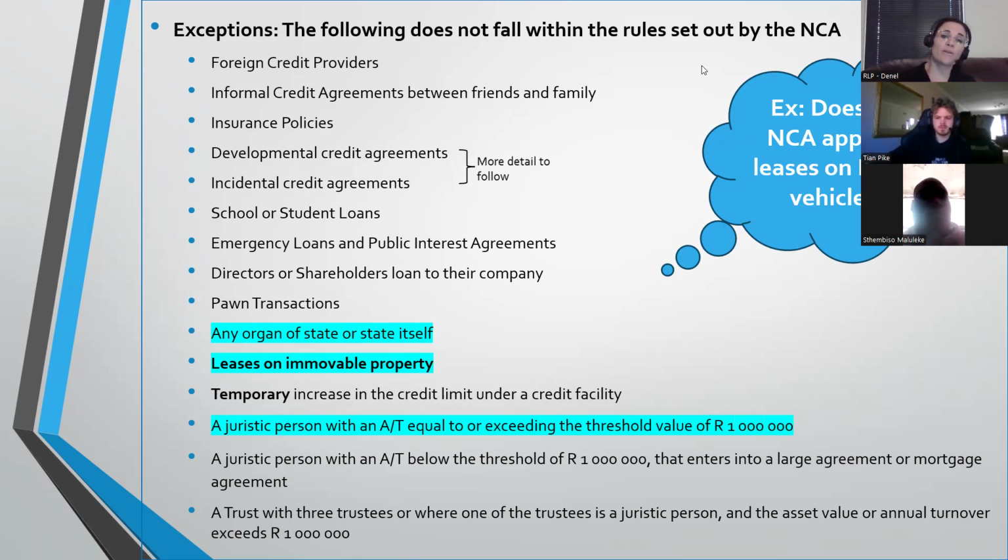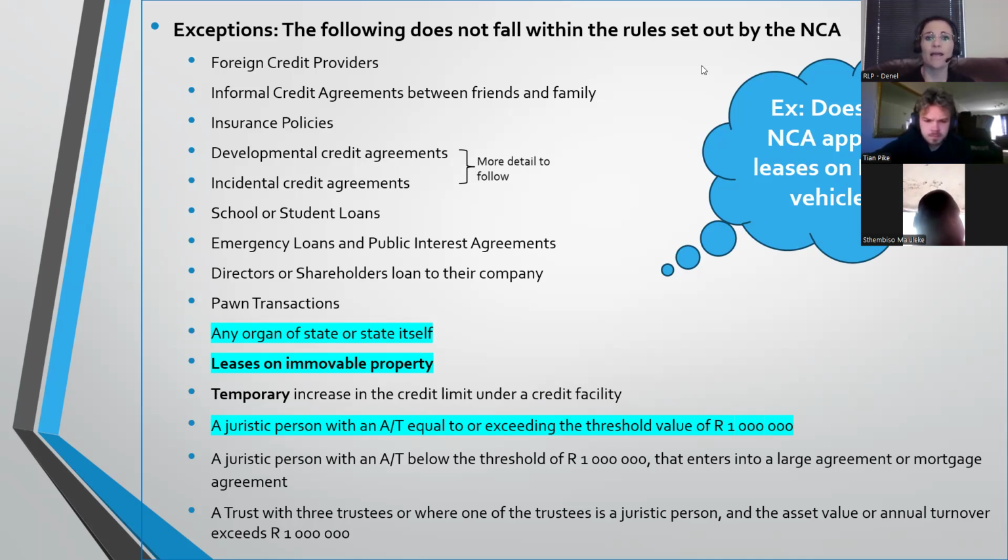They give you the loan, but they want you to give them your TV as collateral. And then only when you pay back the loan will you get your TV back. Okay, so that's a pawn transaction. And it's not covered by the NCA.